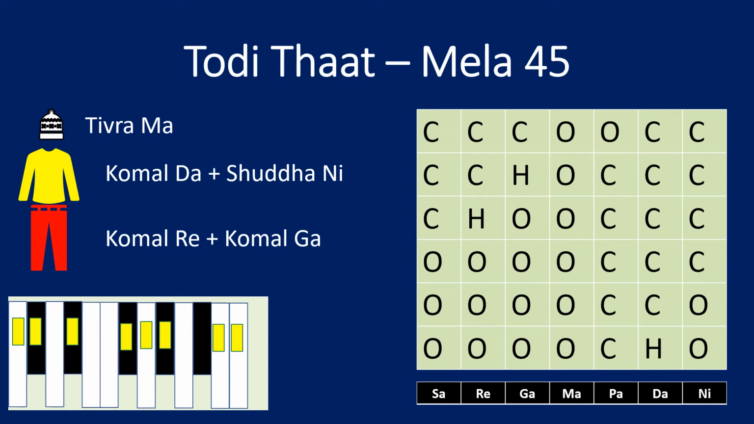What is interesting is that the Ni, Sa, Re are bunched together, as is Ma, Pa, Da, whereas Ga is standing alone. In the South Indian Carnatic system, this is referred to as the MELAKARTA number 45, also known as Shubhapantu Erali. In playing this on the bansuri, the Re, Ga and Da need half-closed holes. Now let's see what Todi sounds like.